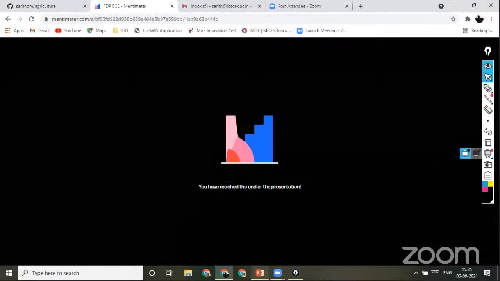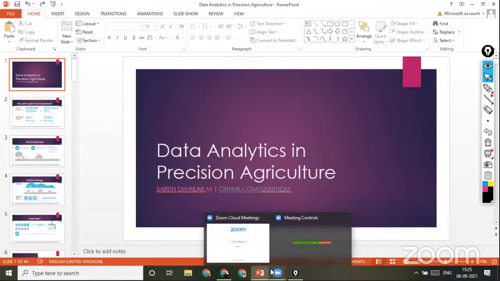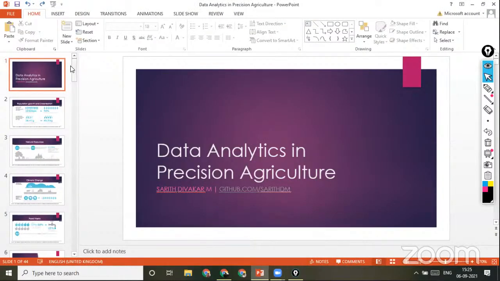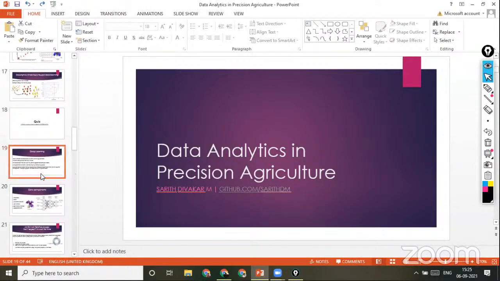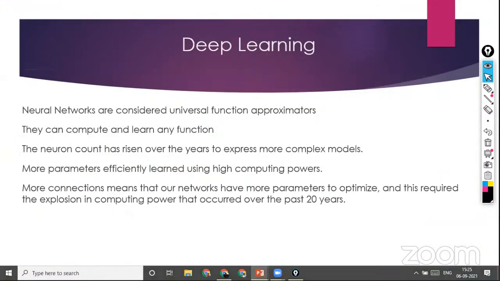Okay, so coming back to our presentation. We have already seen what supervised and unsupervised learning techniques are, and now we'll be looking at some details about deep learning techniques, because nowadays you have a lot of images being captured, whether in a farm, or a lot of remote sensing data or data captured using drones, and all those images.